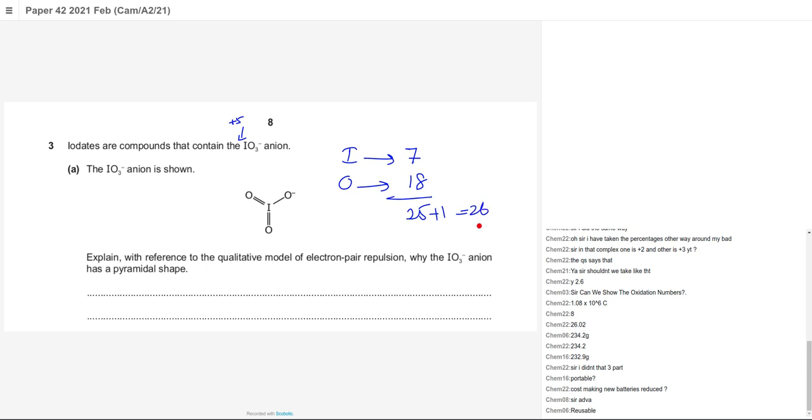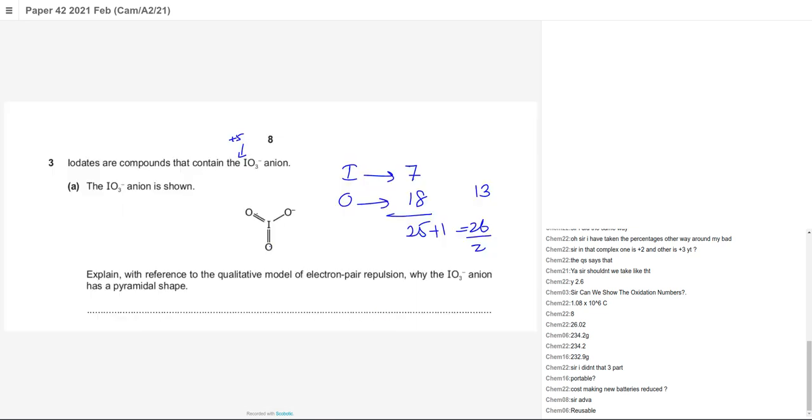So it's 26 electrons in the outermost shell. If I divide this by 2, I get 13 electron pairs. Let's see how many electron pairs are shown here. That means the outermost shell should have 13 electron pairs. Let's see: 1, 2, 3, 4, 5, 6, 7, 8, 9, 10, 11, 12. This negative charge is 12. 11, 12, 2 electrons there, right? So in the structure, 12 electron pairs are already shown.